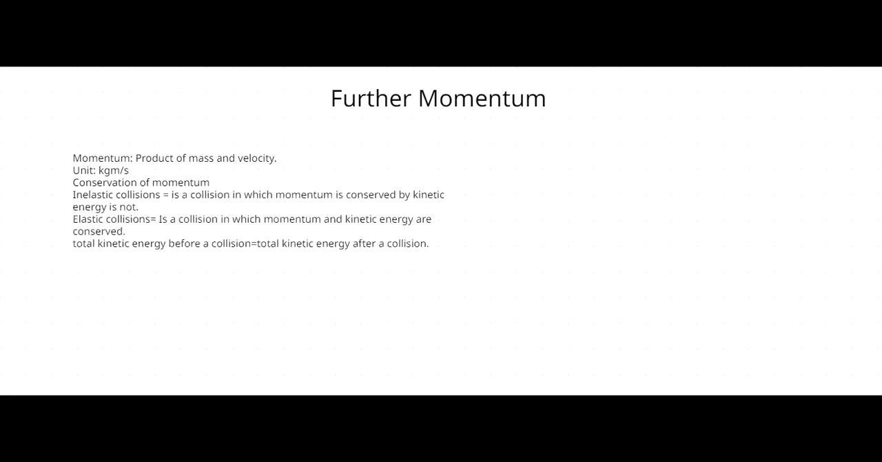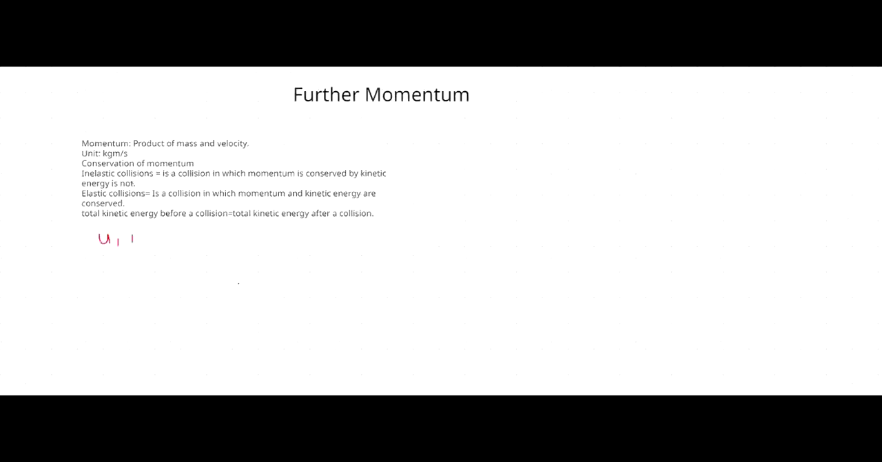So in an elastic collision, if we talk about the speed of the particles, or the speed of whatever object we are considering, we have u1 plus v1 is equal to v2 plus u2, right?